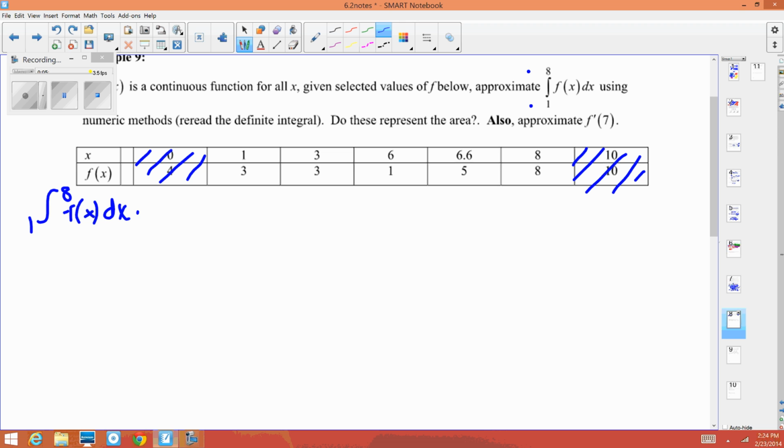And it says methods, so I'm going to do more than one. All right, L4. This time, let's check. This is a difference of 2, difference of 3, difference of 0.6, difference of 1.4. So they're not the same. We have to show each rectangle.